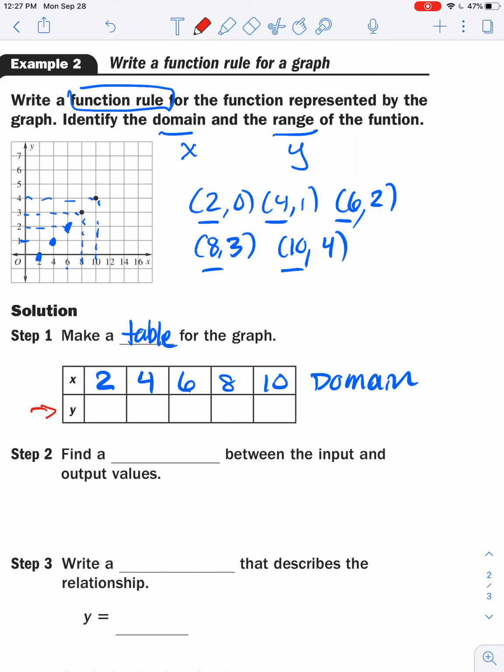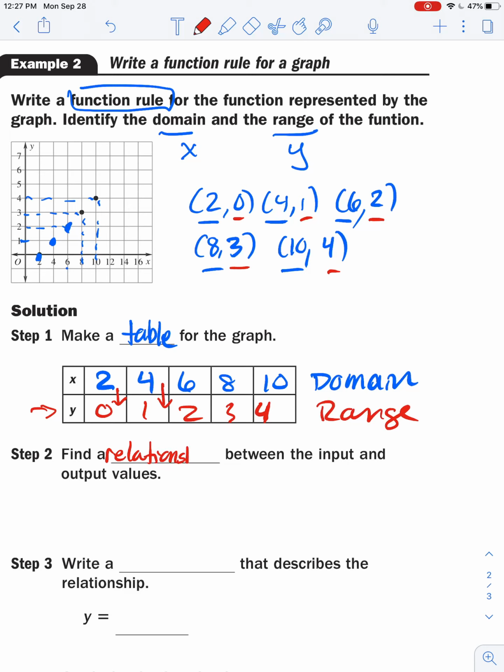Then my y's are going to go in this second row. So that's 0, 1, 2, 3, 4. So 0, 1, 2, 3, 4. And then we talked about that the last day or two, that's range. So when you put in a 2, you get out a 0. Put in a 4, get out a 1, and so on.